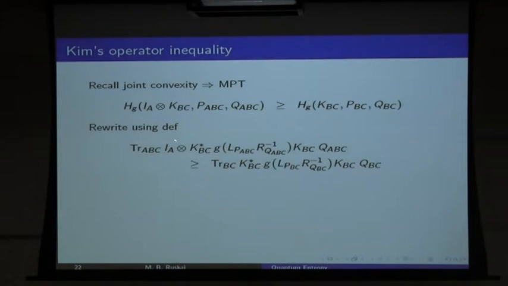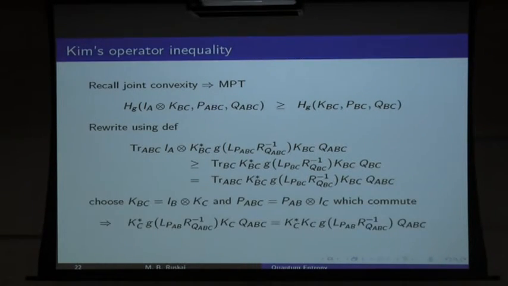And so now I will just rewrite that using this definition in terms of the modular operator with left and right multiplication. And now in order to compare things, I want to have a trace over ABC here. I can easily do that by leaving everything as B and C, but changing Q to Q_ABC, because one partial trace will just reduce Q_ABC to Q_BC. Okay, and then the next thing to do is to choose K_BC to be the identity tensor K_C, and to choose P_ABC to be P_AB tensor I_C.